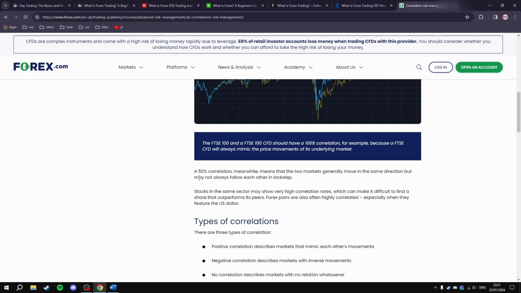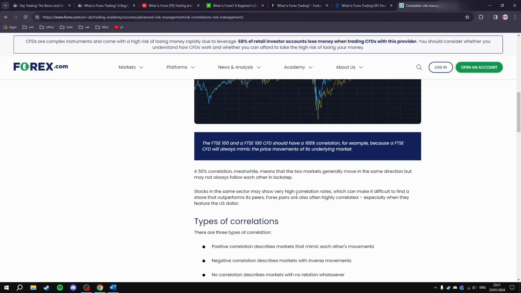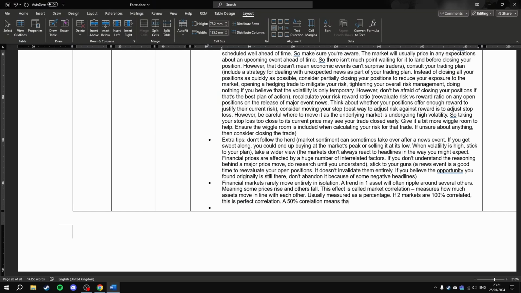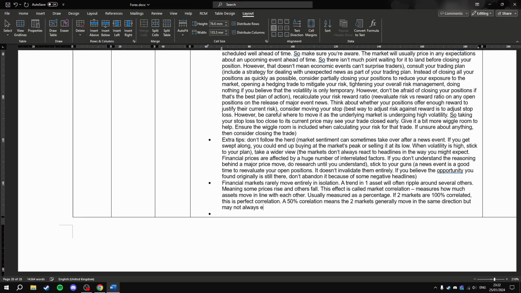because a FTSE CFD would always mimic the price movements of its underlying market. A 50% correlation, meanwhile, means that the two markets generally move in the same direction, but may not always follow each other in lockstep.